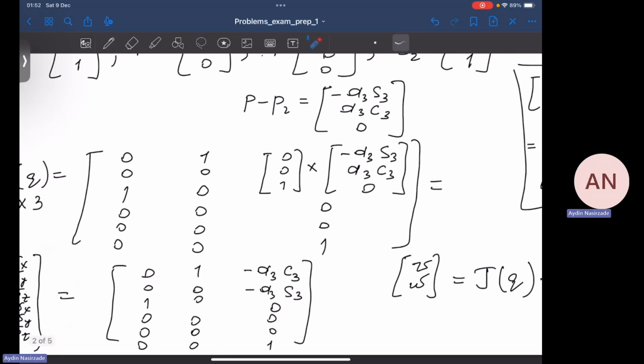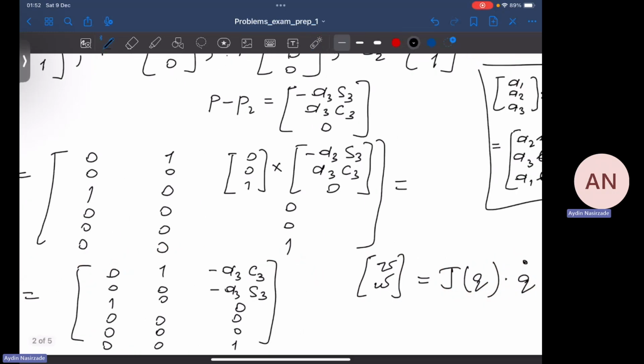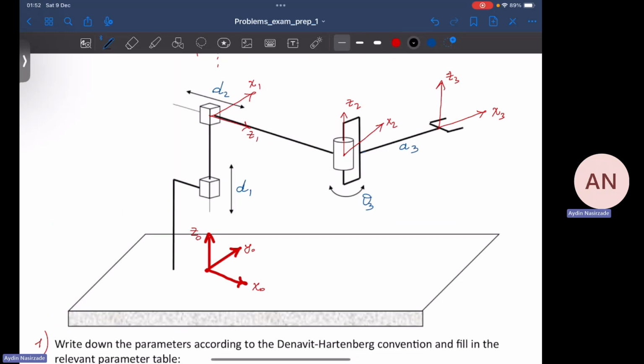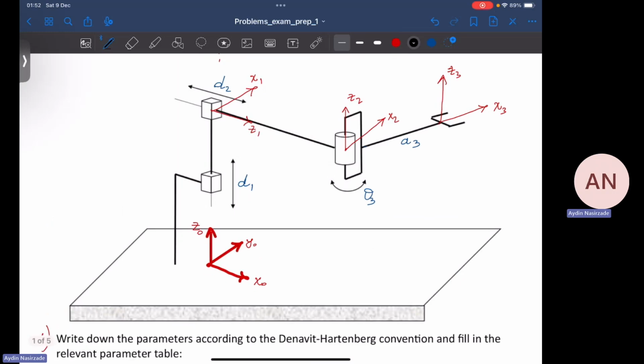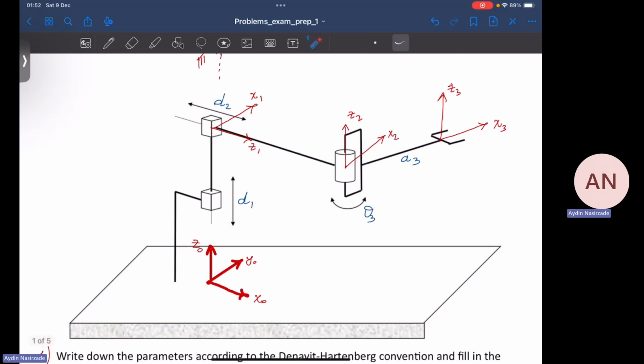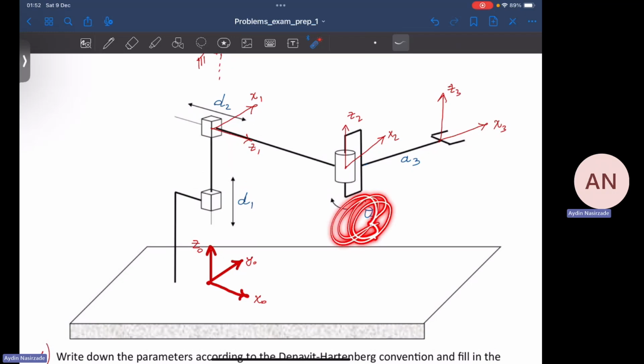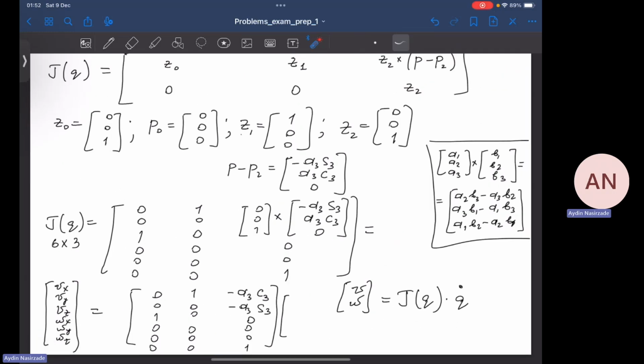Now, this, let's say, end effector velocity is equal to the Jacobian matrix, right, times what? Joint velocities. What are my joint variables or joint velocities? This is d1, right? So its velocity will be d1 dot. d2, right? d2 dot will be the corresponding velocity. So this is theta 3. Theta 3 dot will be the corresponding velocity, the angular velocity of this particular joint. So d1 dot, d2 dot, which stands for the derivative, and theta 3 dot.